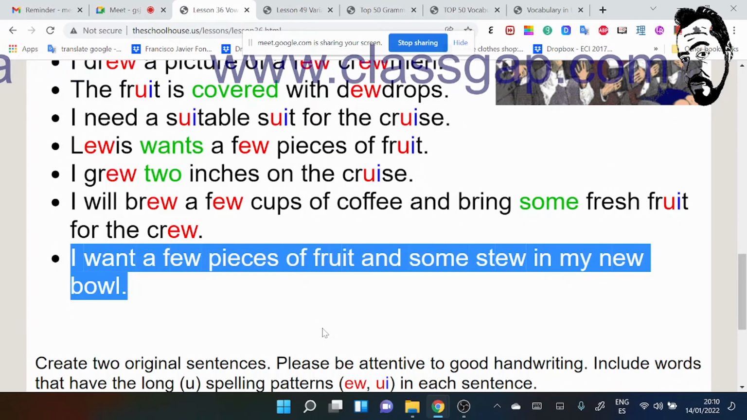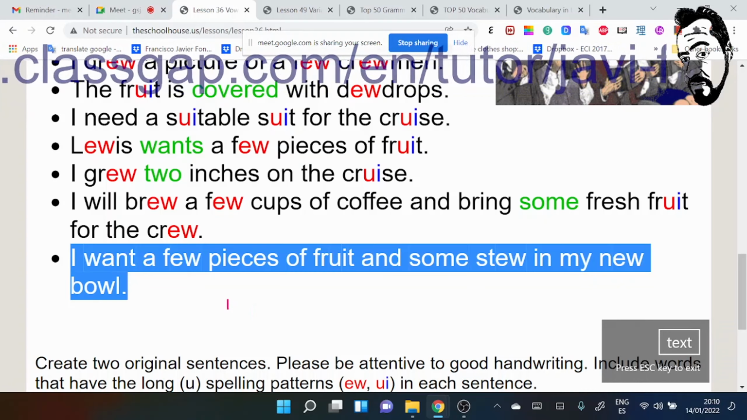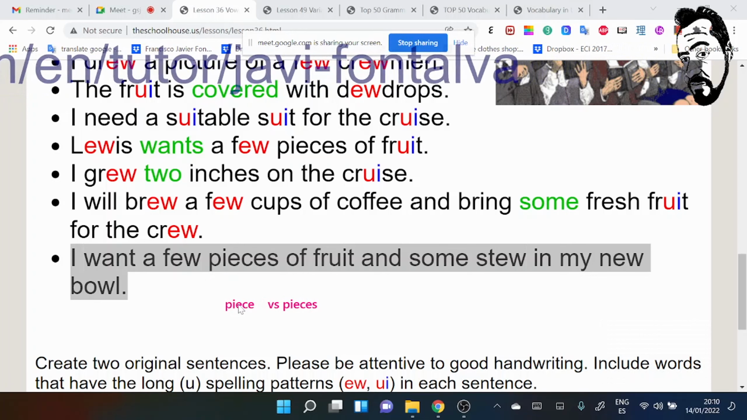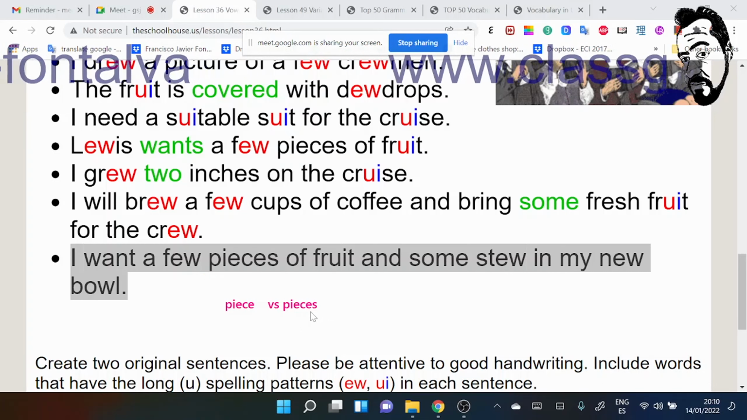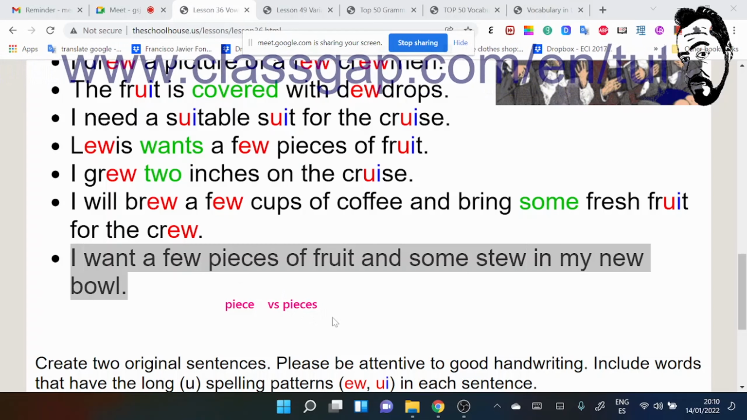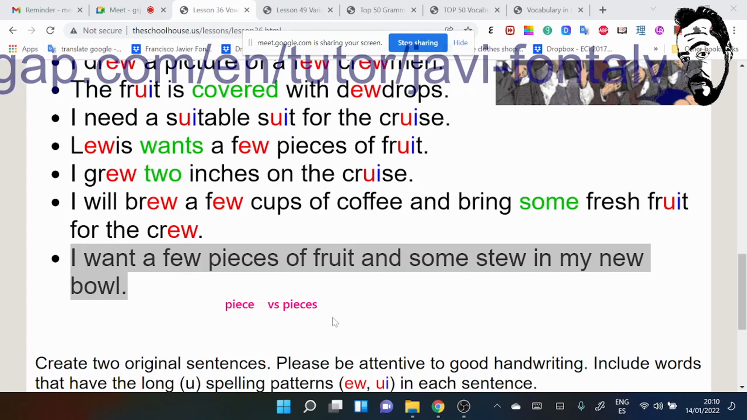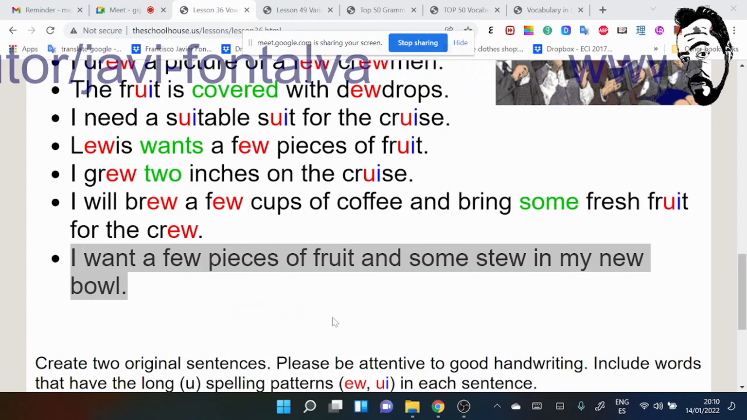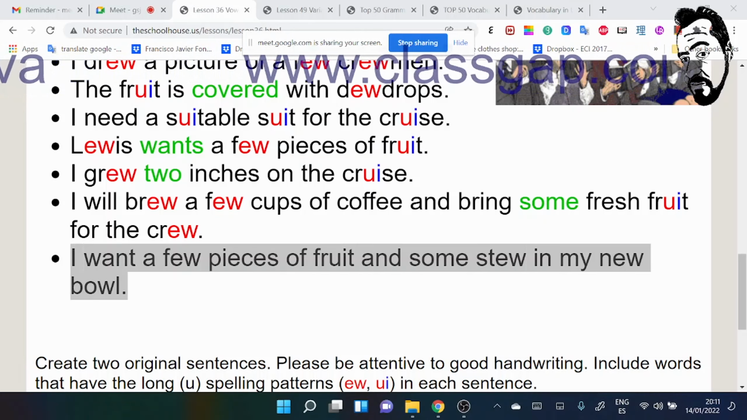I want a few pieces of fruit and some stew in my new bowl. Okay. So we say piece, but this one, we say pieces. So one piece, two pieces. Like place and places. Exactly. And the same happens with verbs. So we say fix, fixes, teach, teaches. It's the same idea.